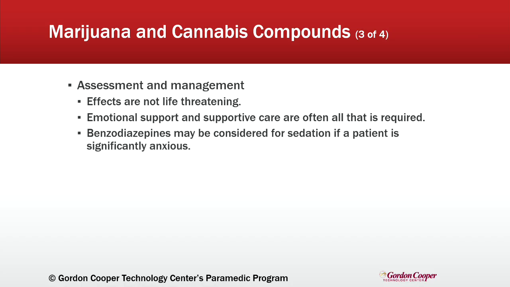There is something called cannabis hyperemesis syndrome, which occurs in people who use marijuana regularly over a long period of time. It causes repeated episodes of nausea and vomiting, and treatment usually involves IV fluids and anti-nausea medications, especially during transport.